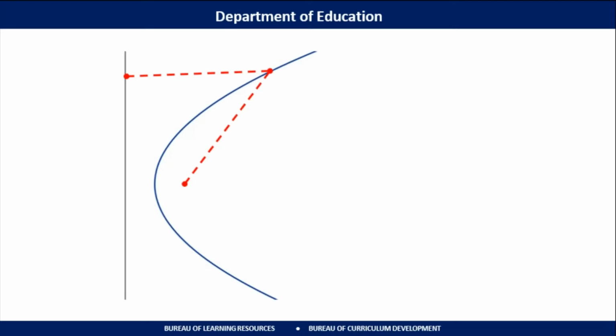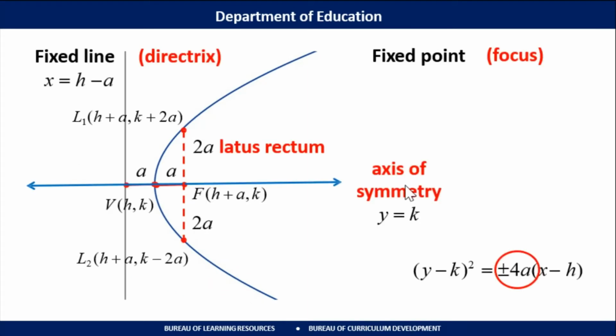So, ano naman yung itsura niya? Mapapansin natin, class, na yung gumagalaw dito, na part. Ayan. So, ito yung fixed point and then ito yung fixed line. So, pag gumagalaw siya, makikita natin yung distance nilang dalawa is equal by definition of our parabola. So, what is the fixed line in a parabola? The fixed line is the directrix. So, this one. And what is the fixed point in a parabola?